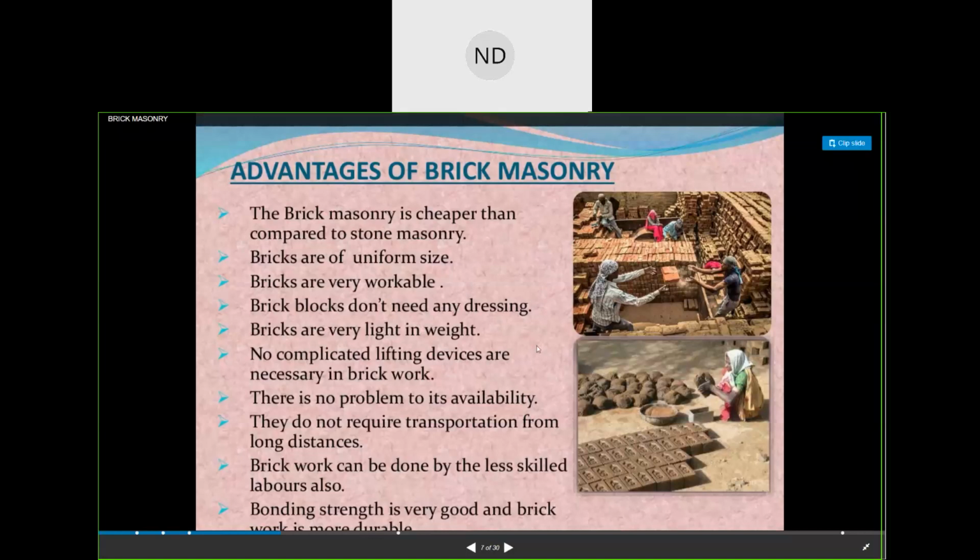But in stone, what happens? It is rough, it is irregular in shape. So to give this kind of plain finish, you have to do the dressing. Okay, so bricks are very light in weight. So what happens? No complicated lifting devices are necessary in brick work. There is no problem with its availability. They do not require transportation from long distances.